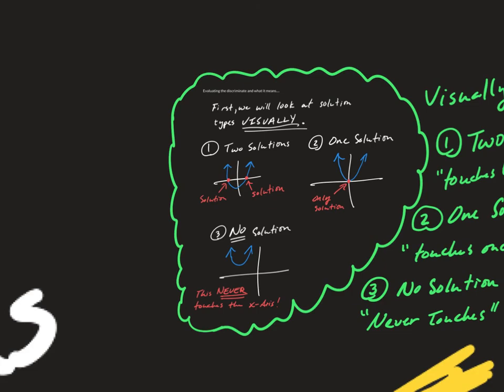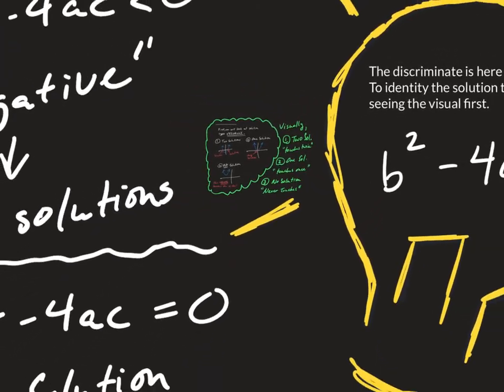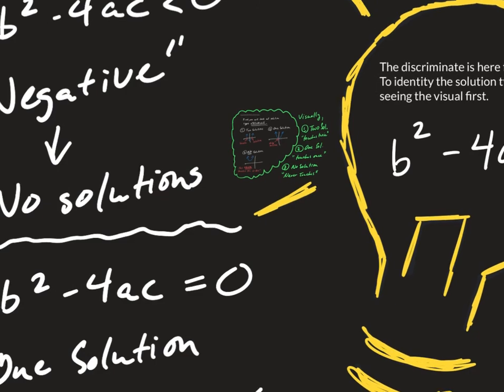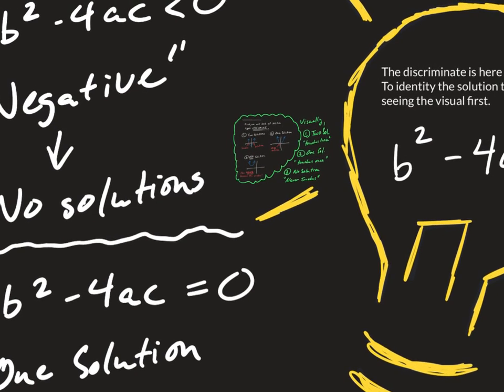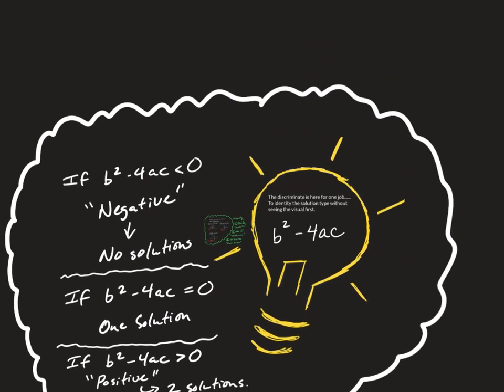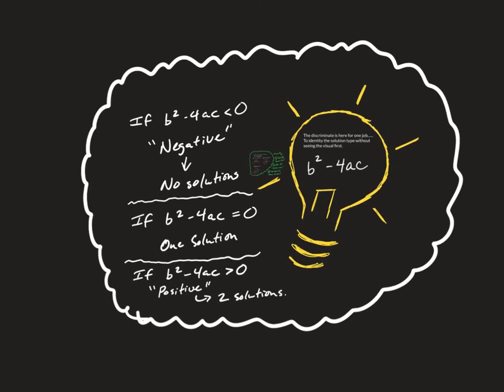Now, remember, you're not always given the visuals, right? So we have things in place to help you figure out these solutions even though you don't have a visual. And that's where the discriminant comes in. If your discriminant is negative, that is no solutions. If your discriminant is 0, that is one solution. And if your discriminant is positive, that is two solutions. These are the things that you have to know first before the numbers even make sense.